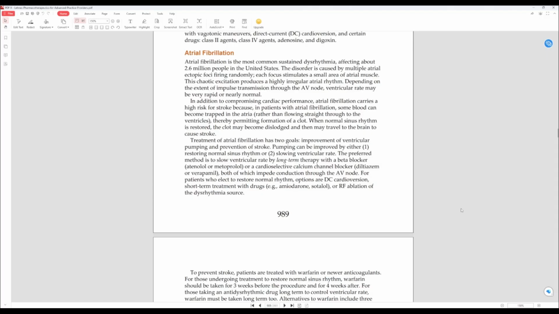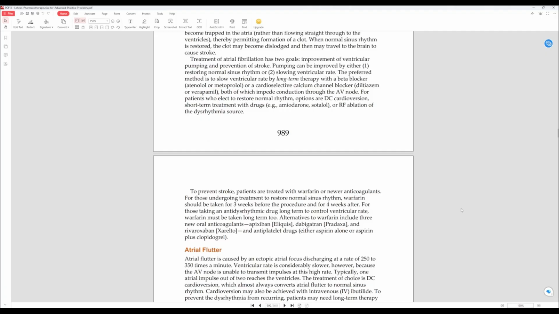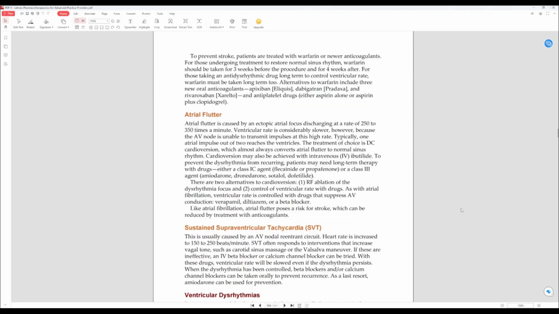The preferred method is to slow ventricular rate by long-term therapy with a beta blocker or a cardioselective calcium channel blocker, both of which impede conduction through the AV node. For a patient who would like to restore normal rhythm, options are DC cardioversion and short-term treatment with drugs, or an RF ablation of the dysrhythmia source. To prevent stroke, patients are treated with warfarin or newer anticoagulants.